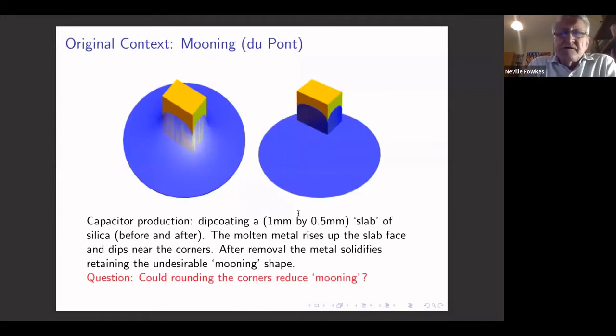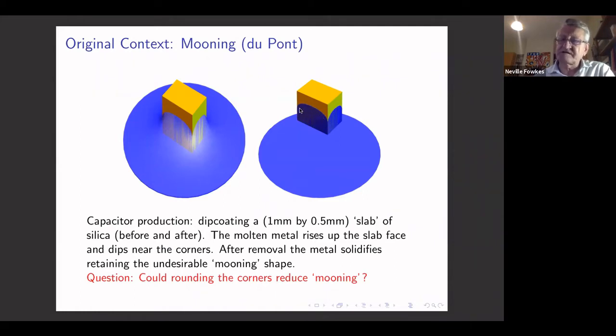The original context really came from a DuPont problem. The problem was this: they were producing capacitors. And to produce a capacitor, you take a slab of silica. Now, when I'm talking about a slab, I'm talking about something that's very small, you know, 1 millimeter by 0.5 of a millimeter. And what you do is you dip it in molten metal and then remove it. So over here, you see it's removed. Now, the molten metal actually rises up the outer face and it dips near the corner. And so when you remove this thing, that's what you actually get very often. And you notice this necking in the corner here.